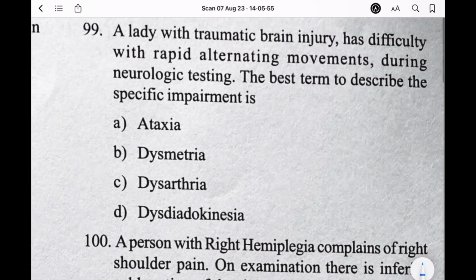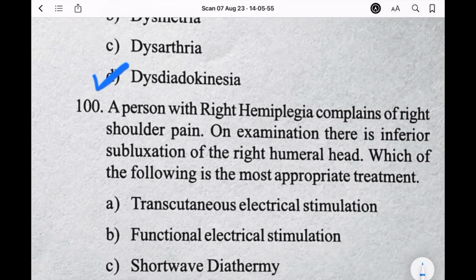Question number 99, a lady with traumatic brain injury has difficulty with rapid alternating movements during neurologic testing. The best term to describe this specific impairment is. Options are ataxia, dysmetria, dysarthria, dysdiadochokinesia. So correct answer is D, dysdiadochokinesia.